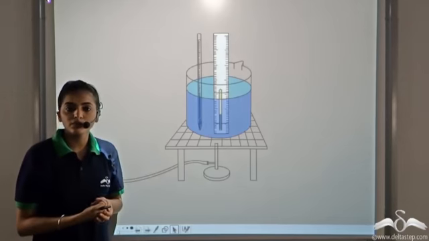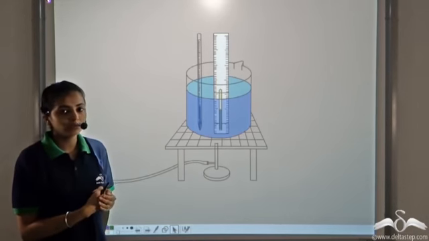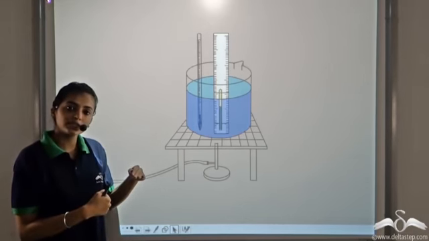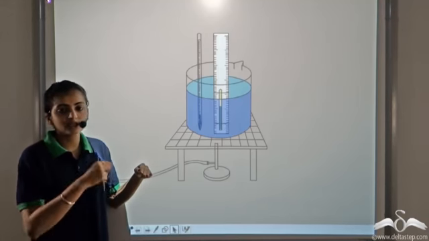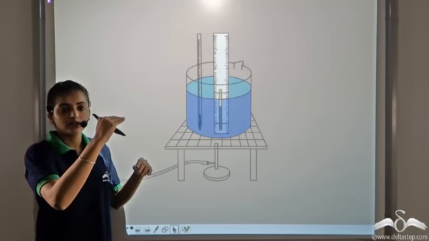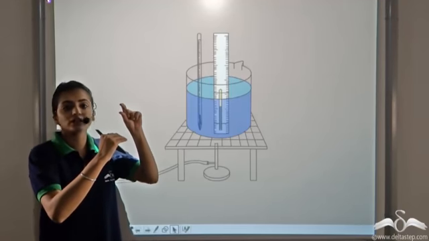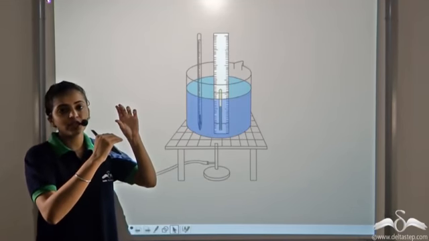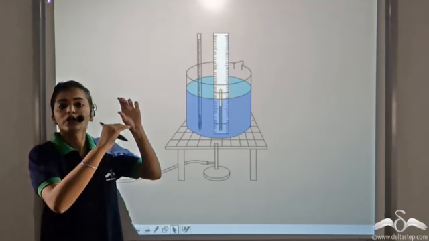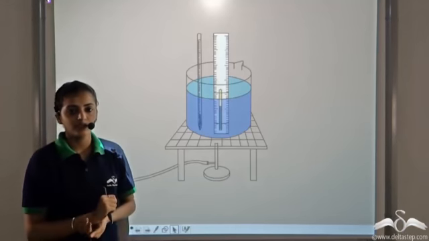When he switched off the Bunsen burner, he switched off the flame, so the temperature started to decrease. As the temperature decreased, the level of water increased. This was because the volume of gas enclosed started to decrease. As the volume in the capillary started to decrease, the water level in the capillary started to increase.